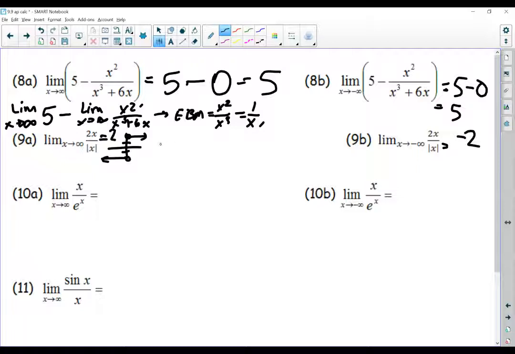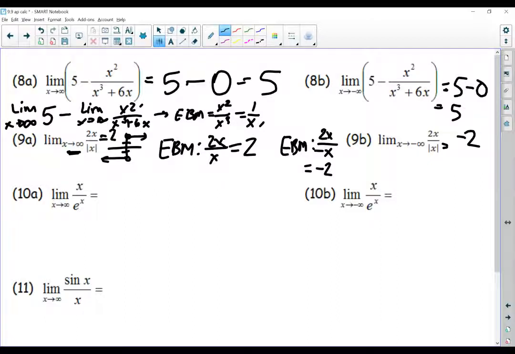Again, if you're like, I don't know, then treat absolute value like a piecewise. On the positive side, absolute value of x is just x. Those x's would cancel and leave me with 2. On the left-hand side, absolute value of x is negative x. And so if I plug that in, I get negative 2 as the function, and so therefore that's the limit.